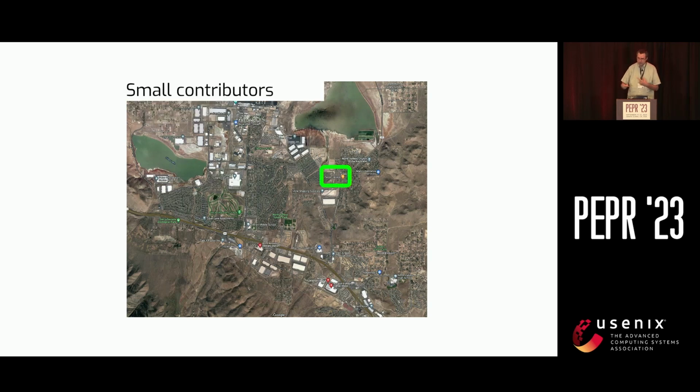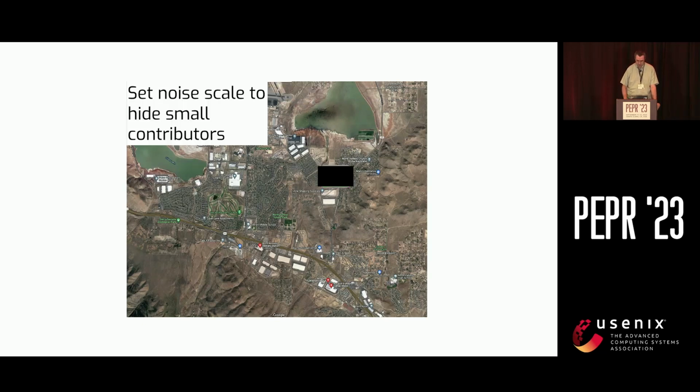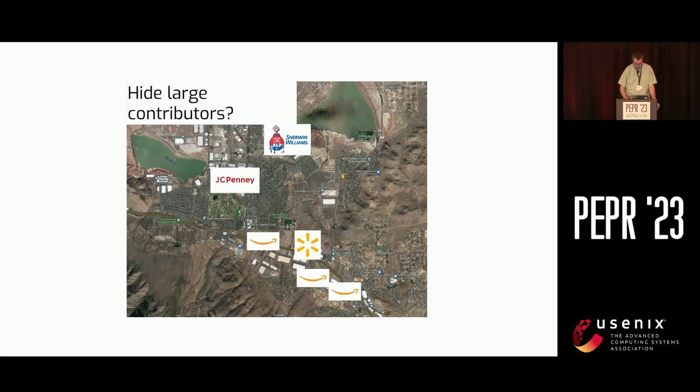But we want to flip things around and think about the smaller contributors first. And so we have this taco place that I've highlighted here. And we really want to set our noise scale, decouple it from the large contributors, and set our noise scale to focus on hiding these smaller contributors first. And then we're going to think about what that means for these larger guys.